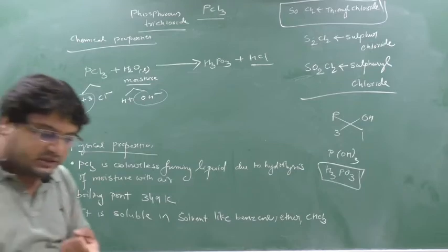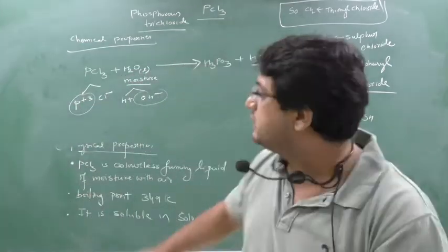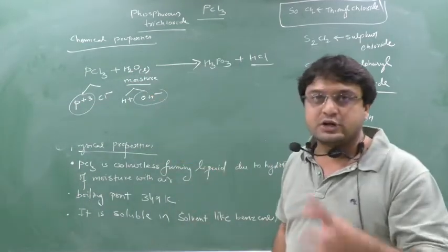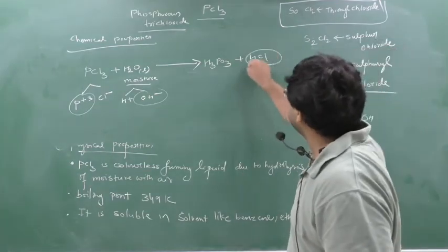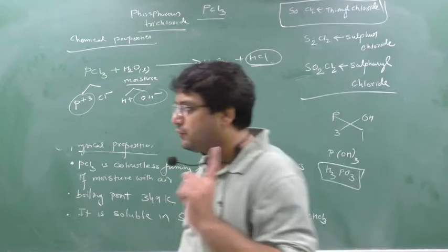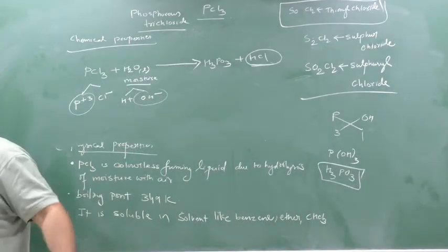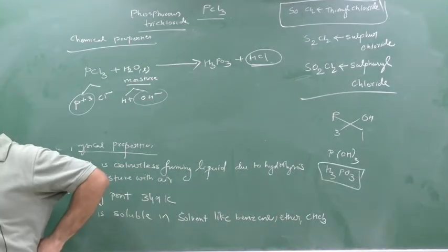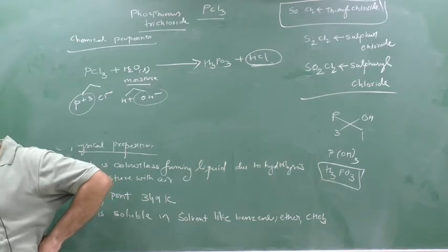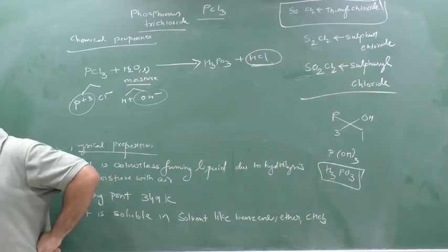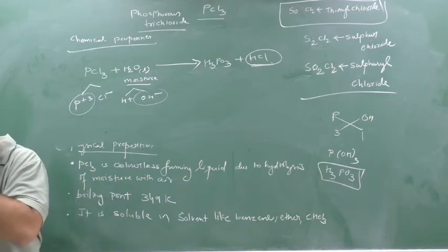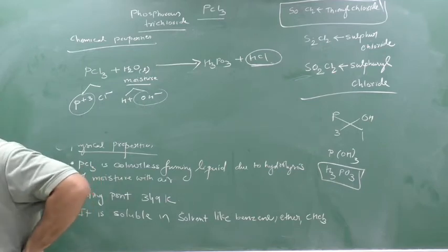Whenever PCl3 comes in contact with moisture, it will start to make fumes. What are the fumes? The fumes are nothing but HCl. Please remember this. So what you have written is that when PCl3 comes in contact with moisture, it starts to make fumes. Write down: the fumes of HCl are produced.